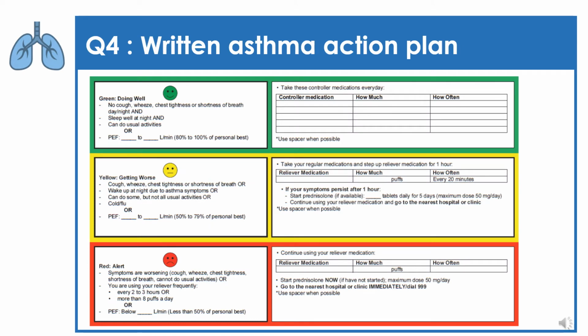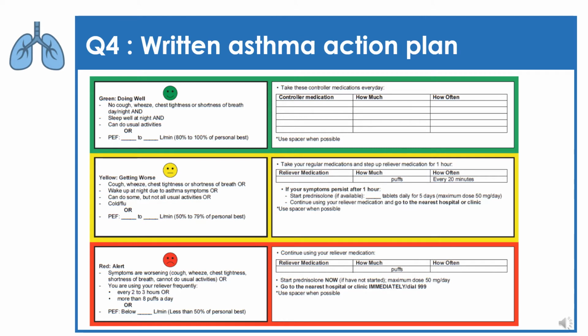For the last question, which is the written asthma action plan: as a pharmacist, we need to educate and encourage asthmatic patients to refer to their WAAP during an acute attack. The written asthma action plan, or WAAP, can be divided into 3 zones. The first zone is the green zone, indicating that they are doing well on the treatment, with no cough, chest tightness or shortness of breath during the day or night, and she is able to sleep well at night and can do usual activities.